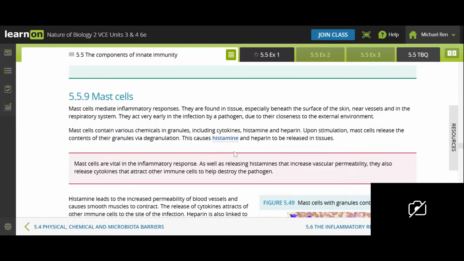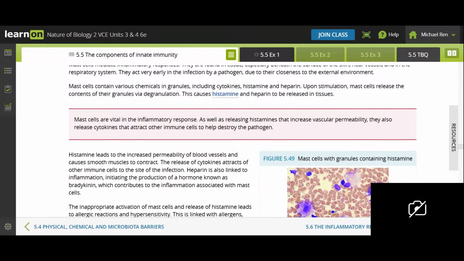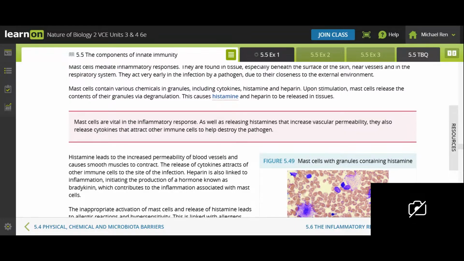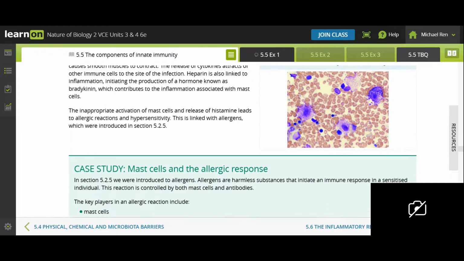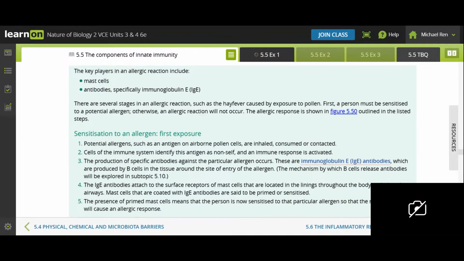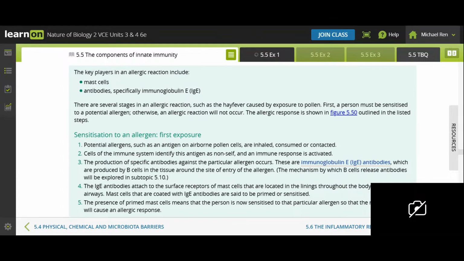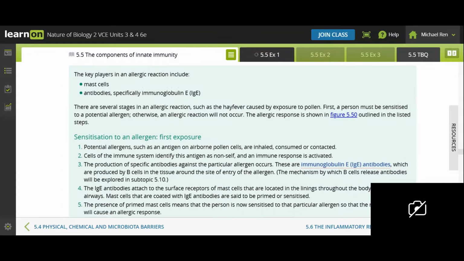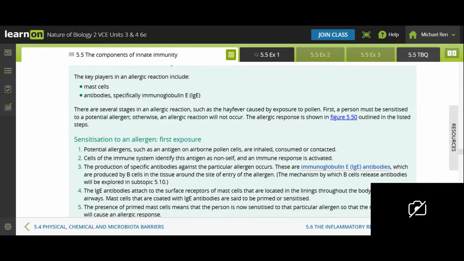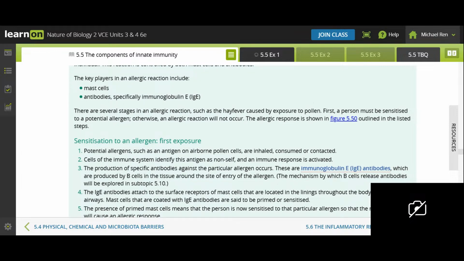This is mainly histamine. You don't need to know about heparin and cytokines and stuff. Oh yeah, mast cells are basically, the only thing you would answer for in a VCE question is antigens. You can link them to inflammation, where you could just say that they release histamine. So yeah, mast cells detect the pathogen and release histamines. That's what we need for inflammation.